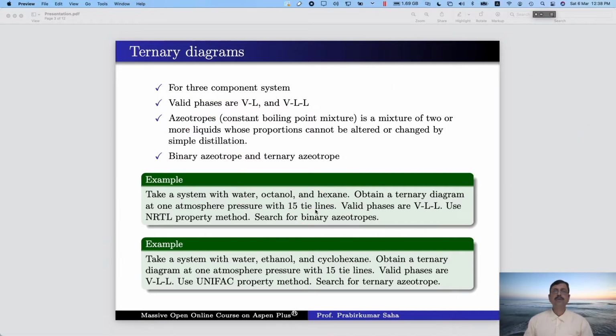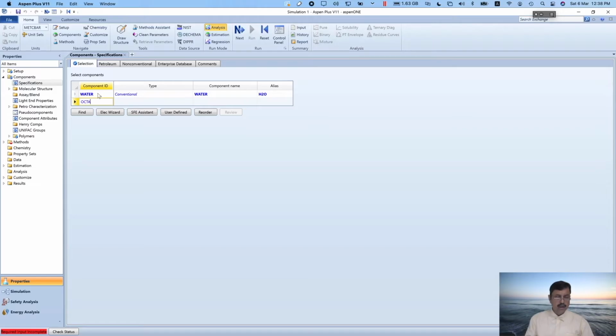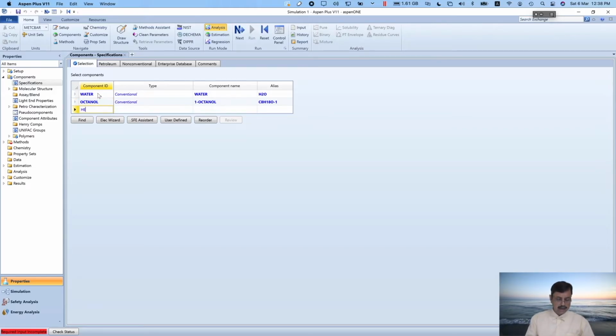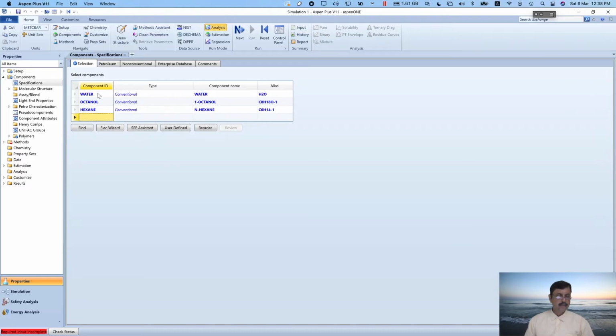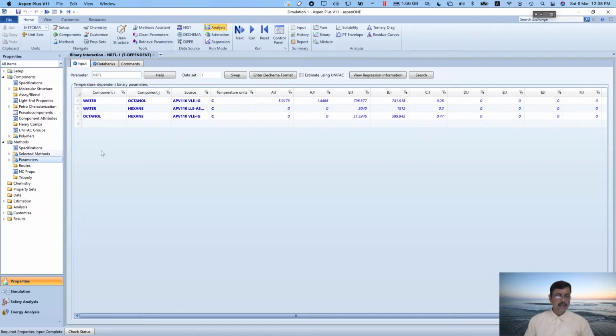For that, let us go to the Aspen simulation window. First, let us add the components: water, octanol, and hexane. And the method is NRTL. So choose the NRTL method and find out the binary parameters. Yes, all the temperature dependent binary parameters are there.